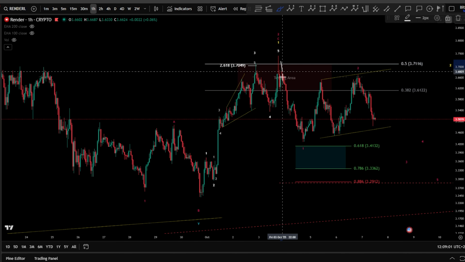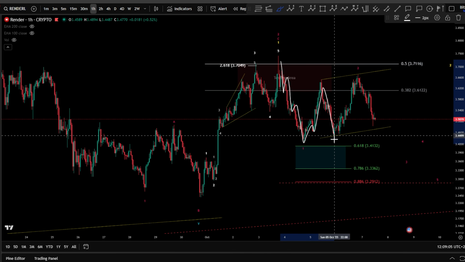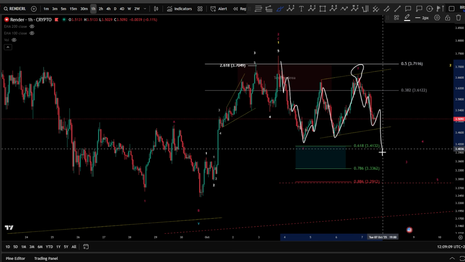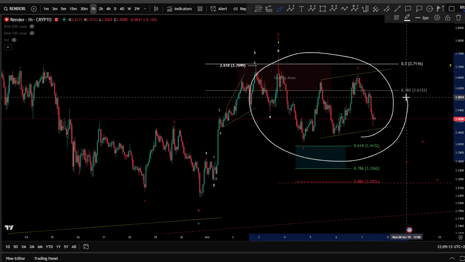2 again, meaning this can be, of course, an impulse 1, 2, 3, 4, 5, A, B, and a C, of course, wave 2. And then we start to see kind of like double 1, 2, 3, 4, 5, 4, 5 towards the downside, if this is the case.